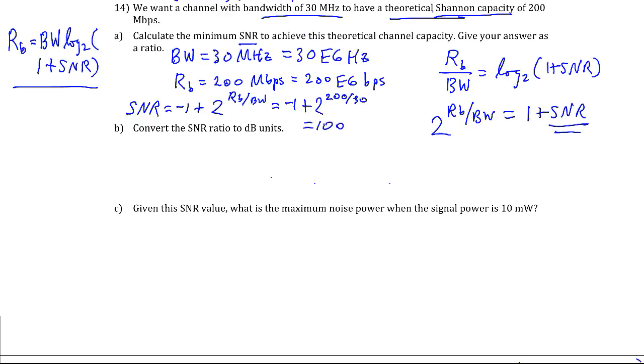I'm just going to say 100. And this is a ratio. So that's the signal-to-noise ratio as a ratio.